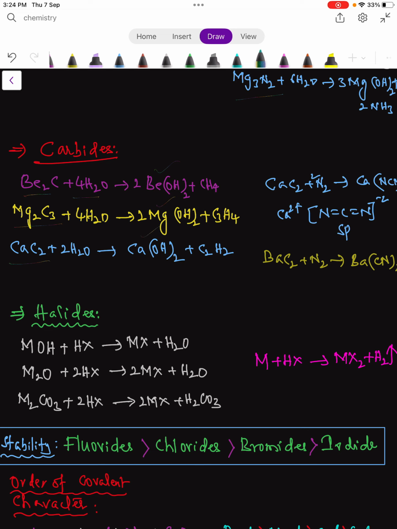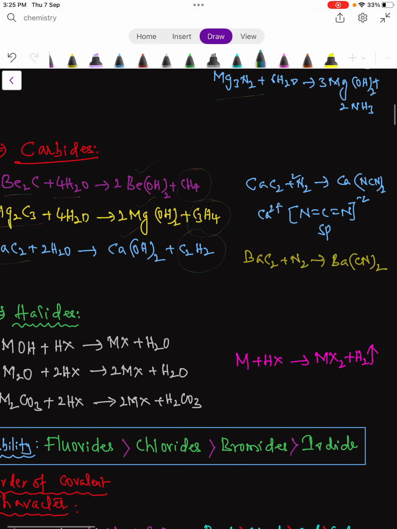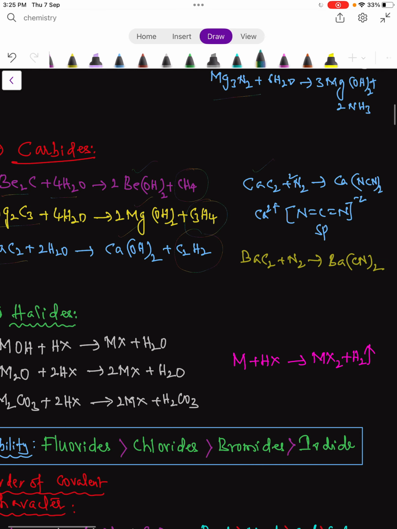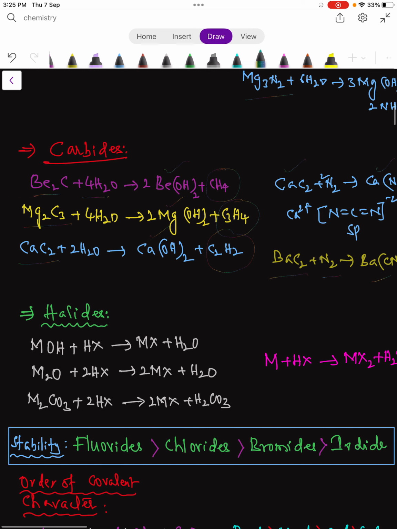Along with that, we are getting hydrocarbons. In the first case, methane, second case, propane, and the third case, what? Acetylene is formed. Next, second group elements also react with carbon and form carbides, and so all are the second group elements I have given here: beryllium, magnesium, calcium. So CaC2 plus N2 gives rise to CaNCN. BaC2 reacts with N2 forms BaCN2.